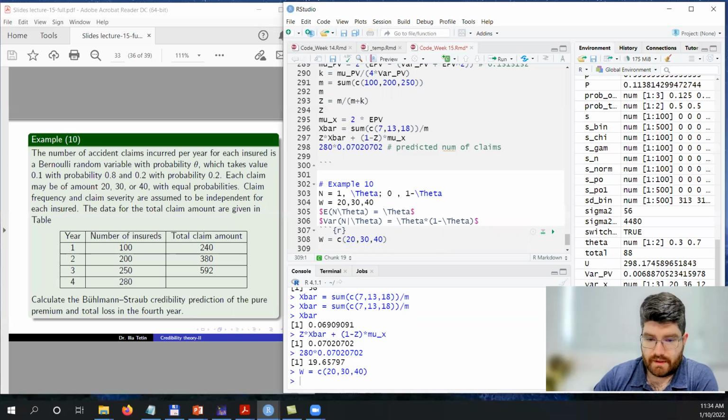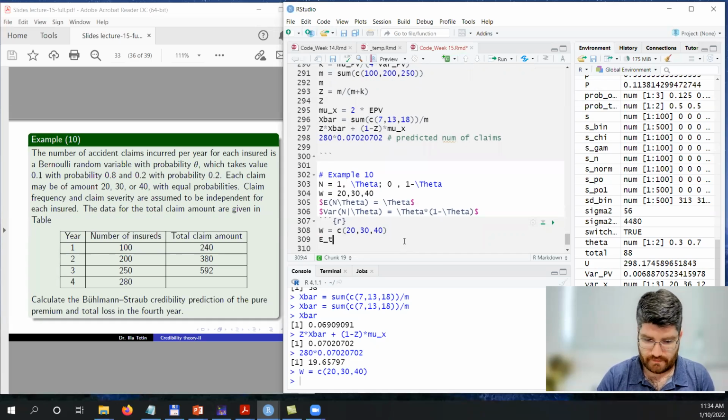Now we evaluate the moments of theta to obtain E theta and E of theta squared, to obtain what we call VHM, K, Z, and so on for our calculations. So let's start with the evaluation of moments, the E theta. Let me call it ET. Theta is the vector of 0.1, 0.8, 0.2.